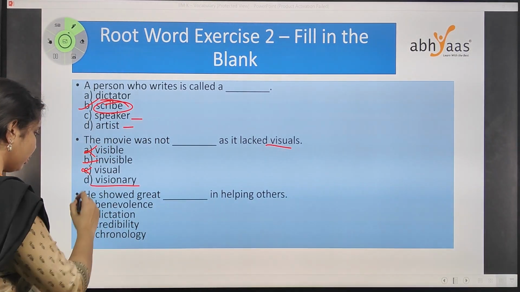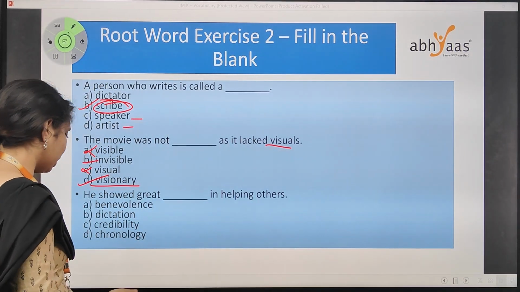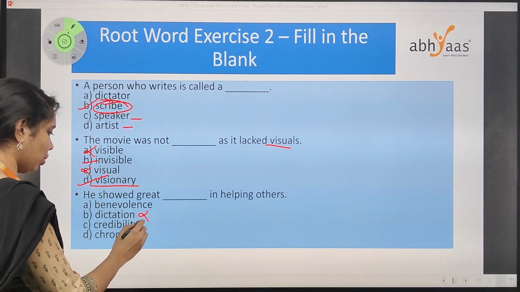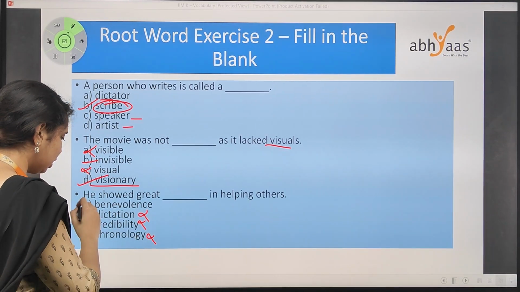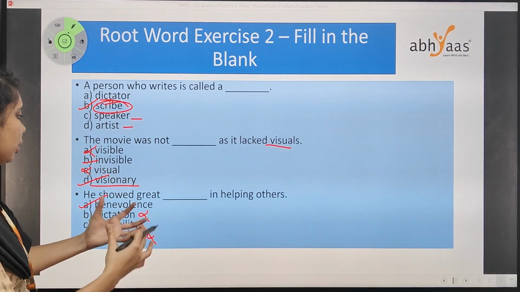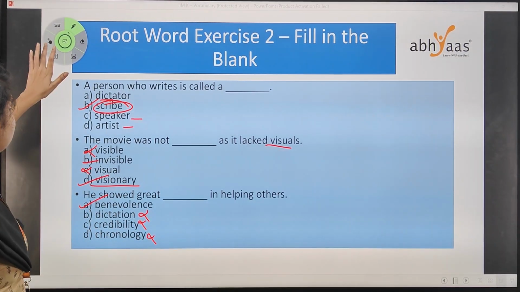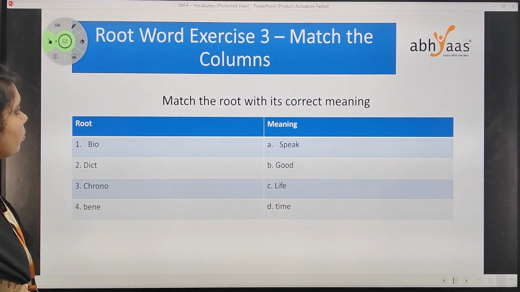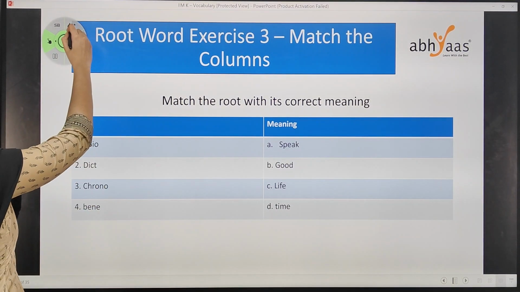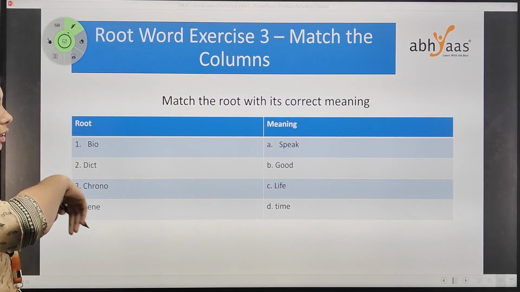Next. He showed great dash in helping others. He showed great dictation. Dictation is definitely a negative thing. Credibility, no. Chronology, out of context. He showed great benevolence. That is, he was good. He was kind to others in helping others. Okay. Chalo. Now let's see next. Match the root words with its correct meaning. See, whenever we come across an exercise, I want you to pause the screen and just look at them.